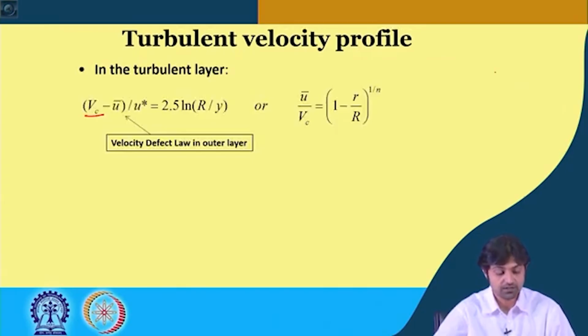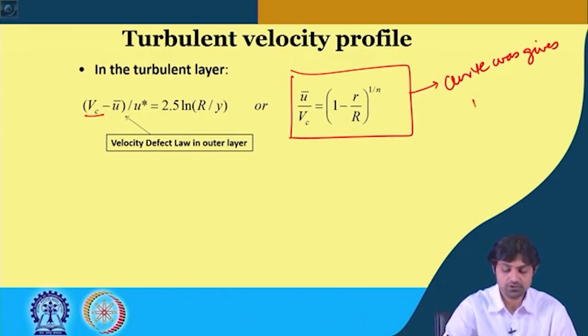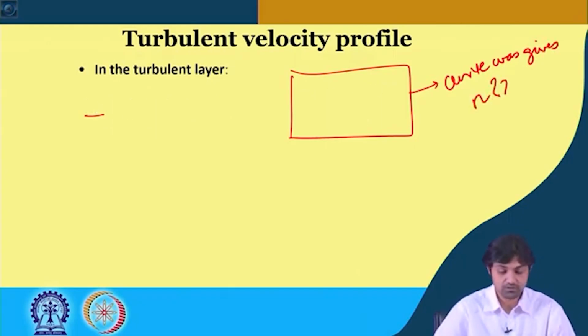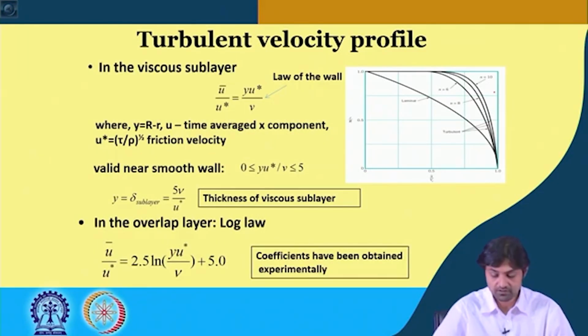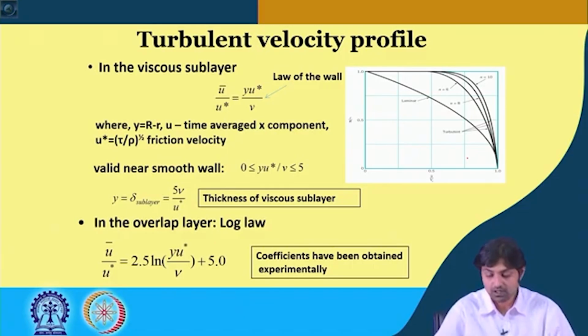Vc minus u bar, this is called the velocity defect law in the outer layer, given as 2.5 ln r by y, or u bar by Vc is equal to, this was the equation for which the curve was given. The value of n can be determined from this graph with the corresponding values of u by Vc and y by r.